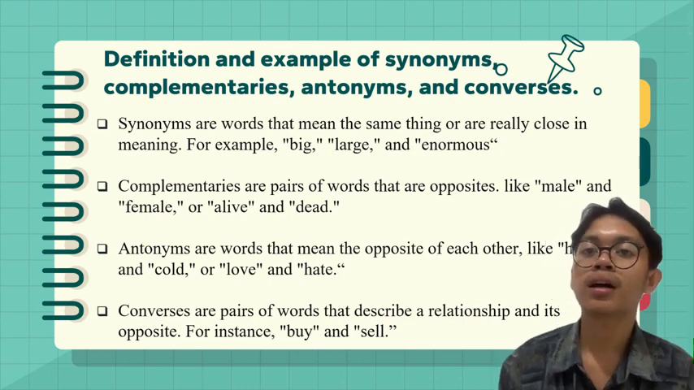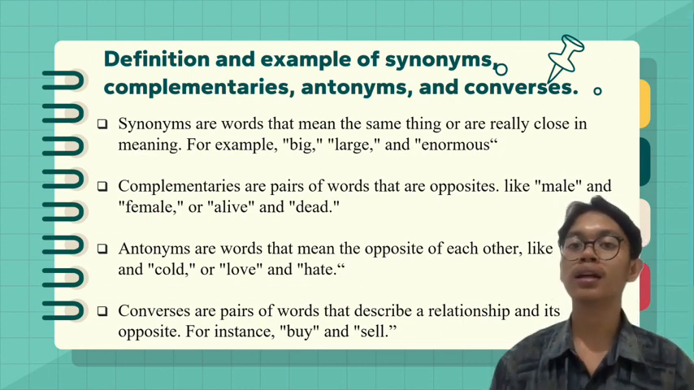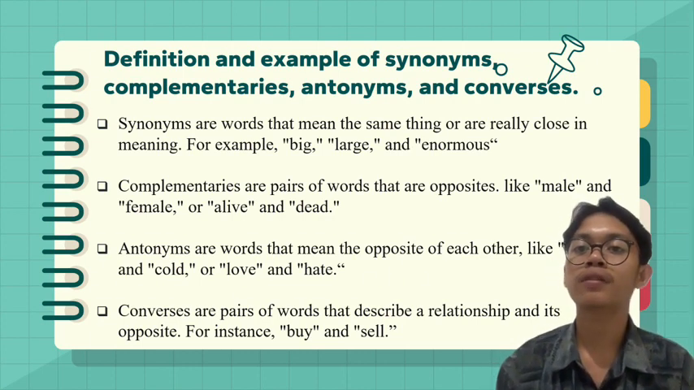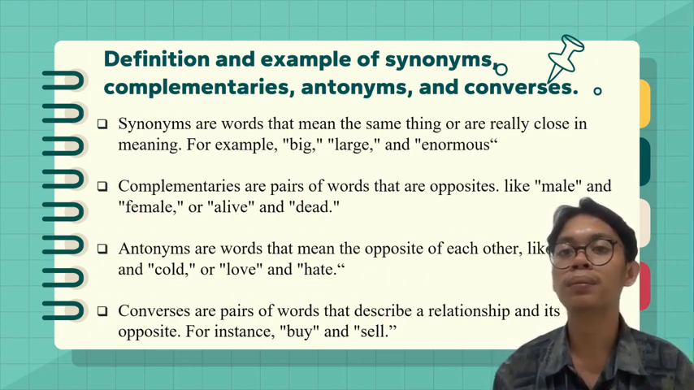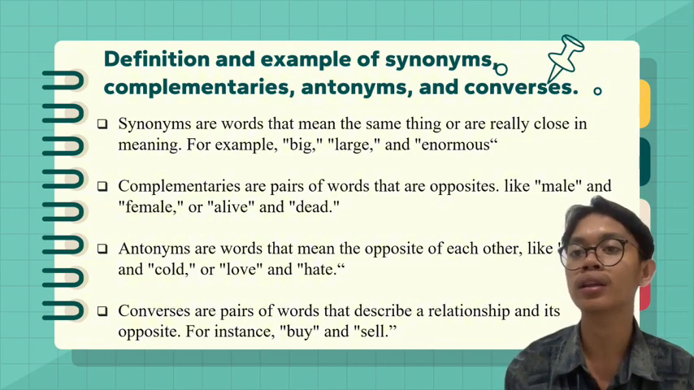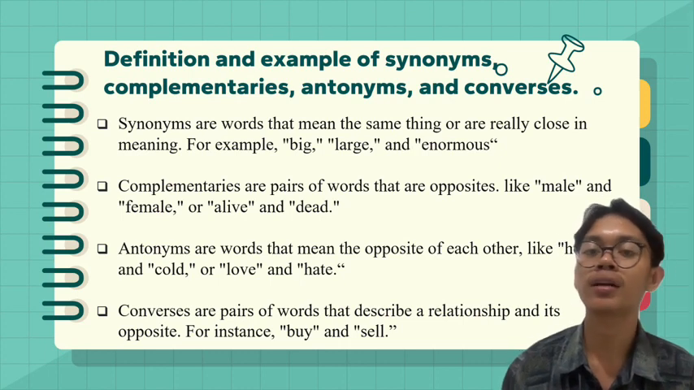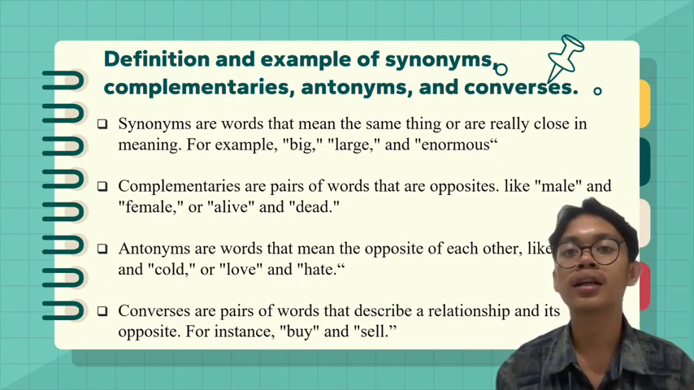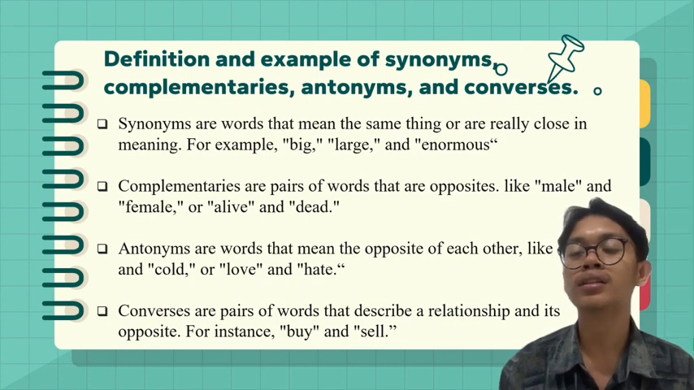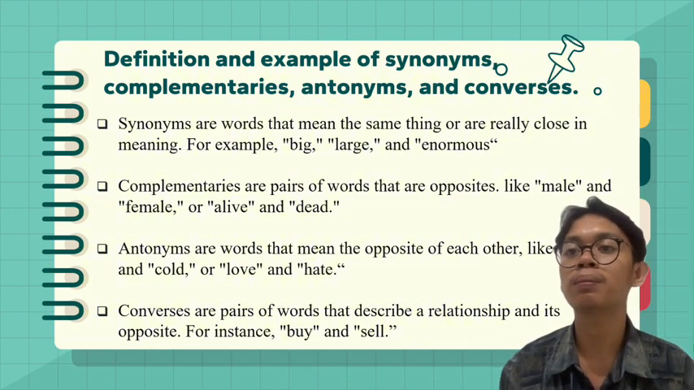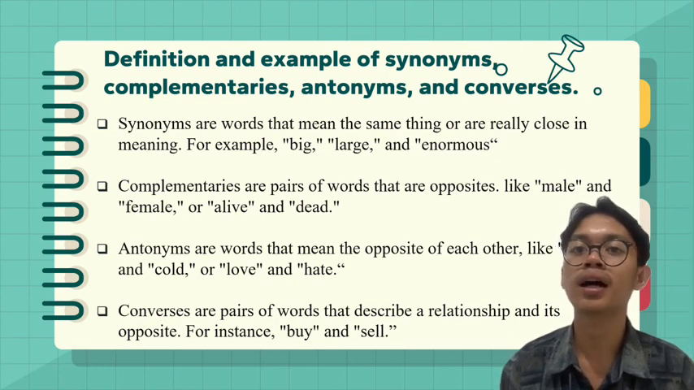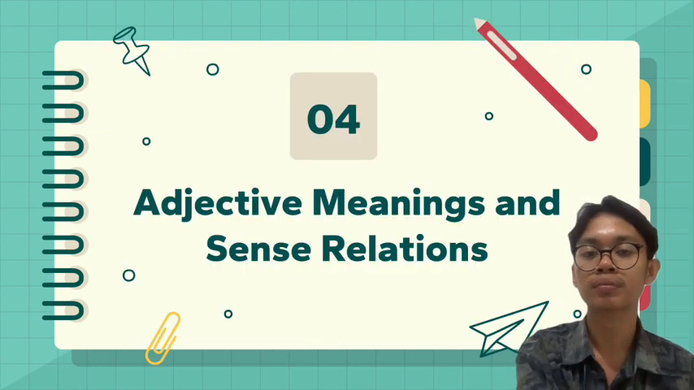And antonyms are words that have opposite meaning. They are the most direct form of semantic opposition between words. For example, hot and cold, or love and hate. They are the most direct kind of opposite words. And the last, converses, are word pairs that represent a relation and its reverse or opposite relation. For example, buy and sell are converses because they are opposites in a buying-selling relationship.